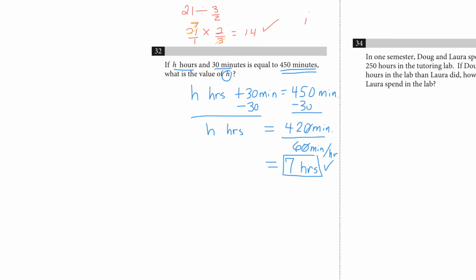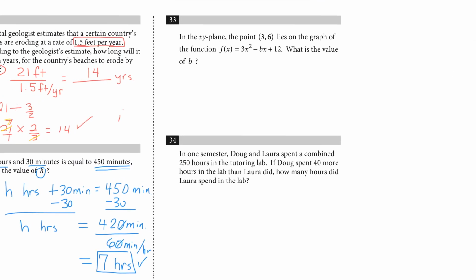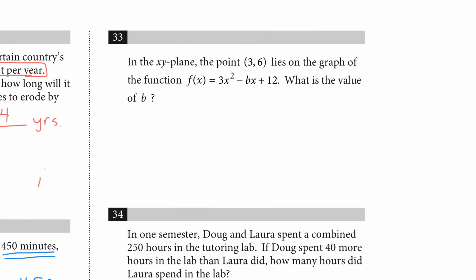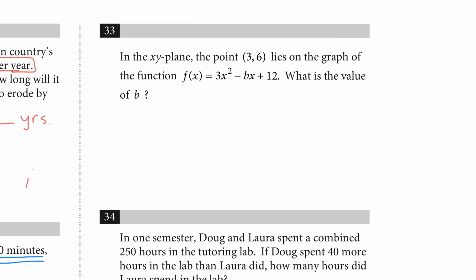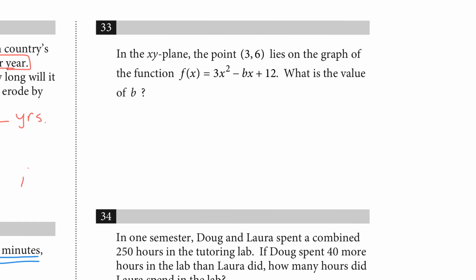Moving right along, let's take a look at number 33. We're still in section 4, test 2. Number 33 says that in the xy plane, we have a point 3, 6, where this is x and this is y, that lies on the graph of the function f of x is equal to 3x squared minus bx plus 12. What is the value of b? So in this equation, we're going to replace f of x, which is y, with 6, and we're going to replace the x with a 3.